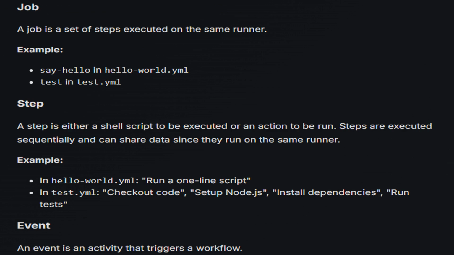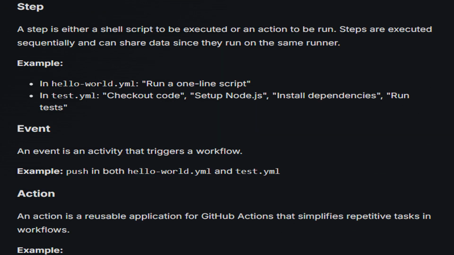For example, a job named Say Hello is defined in helloworld.yml, while another job called Test is found in test.yml. A step in a workflow can either be a shell script or an action, and these steps run sequentially on the same runner, allowing them to share data. Examples include a simple script in helloworld.yml and a series of steps in test.yml for tasks like checking out code, setting up Node.js, installing dependencies, and running tests.